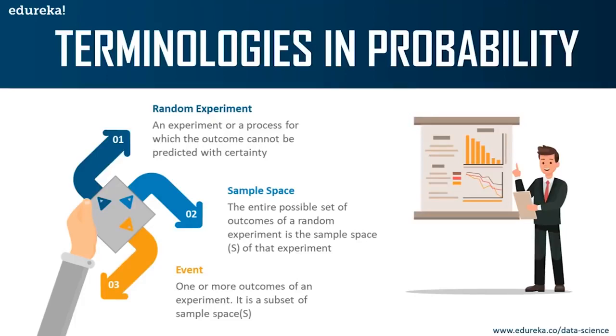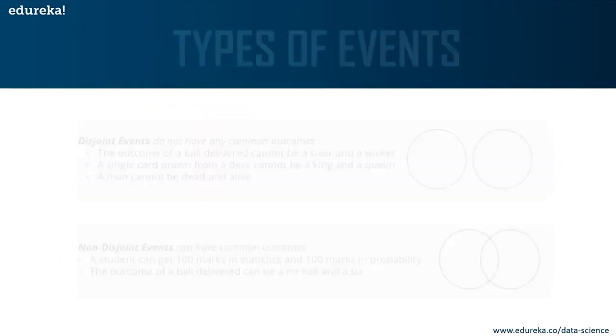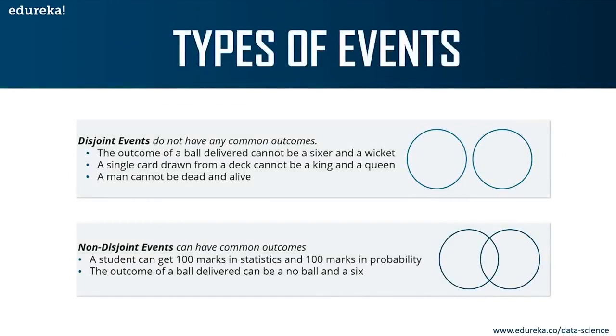All right. Now, let's discuss the different types of events. There are two types of events that you should know about: disjoint and non-disjoint events. Disjoint events are events that do not have any common outcome. For example, if you draw a single card from a deck of cards, it cannot be a king and a queen, correct? It can either be a king or it can be a queen.